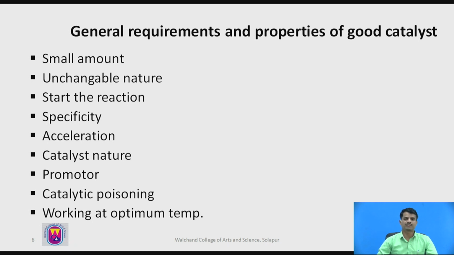Next one, promoters. In some reactions, the activity of the main catalyst gets increased by the mere presence of some other substance. So that substance actually increases the activity of the main catalyst. Such a phenomenon is called promoting action, and the other substance is called a promoter. Next one, catalytic poisoning. In some reactions, the activity of the main catalyst gets decreased by the presence of some impurities in the reaction mixture or by some foreign material. Such a phenomenon is called catalytic poisoning.